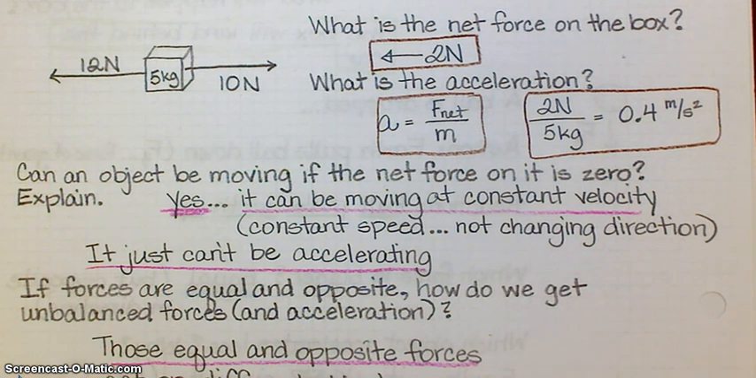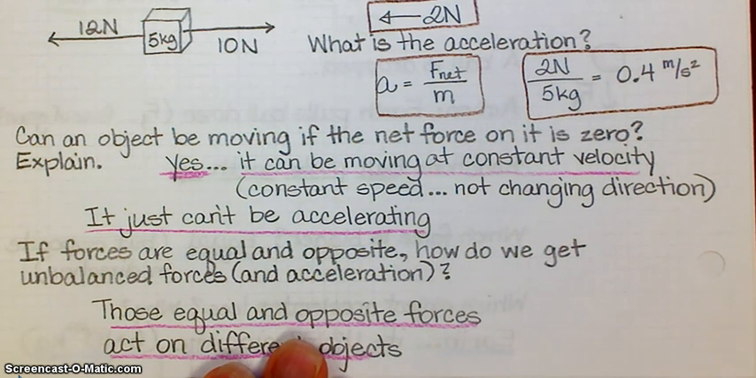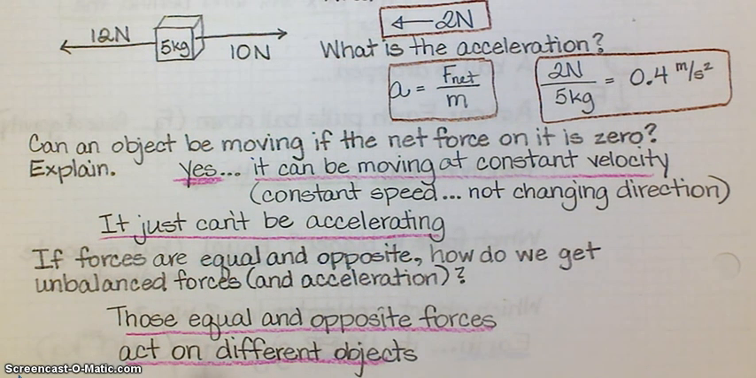So can an object be moving if the net force on it is 0? Yes. It can be moving at a constant velocity, meaning constant speed without changing its direction. It cannot be accelerating, because acceleration only happens when there's a net force involved. If forces are equal and opposite, how do we get unbalanced forces? Those equal and opposite forces act on different objects. So one force maybe acts on the rocket, the other force acts on the gases. They're not acting on the same thing.